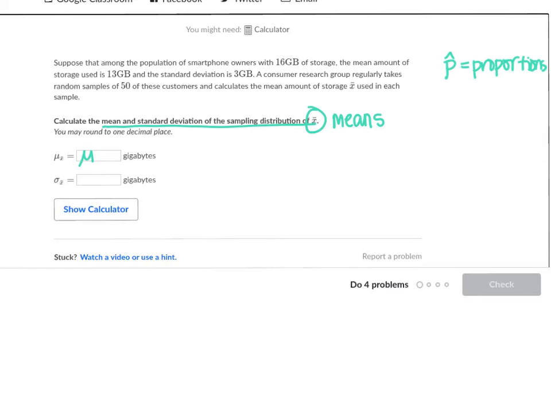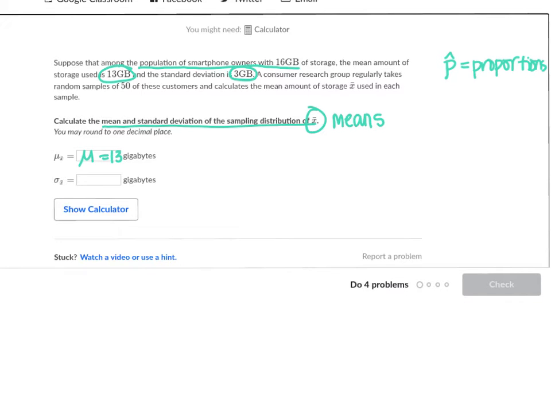So when I go up here, suppose that among the population of smartphone owners with 16 gigabytes of storage, the mean amount of storage used is 13. So that is my sampling distribution mean. It's always centered at the true population mean.